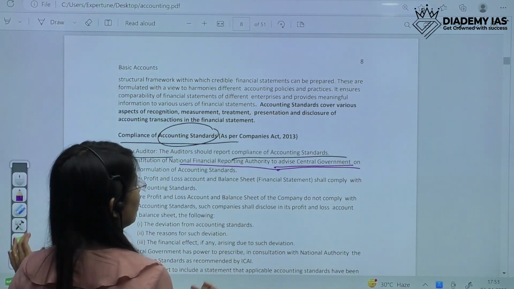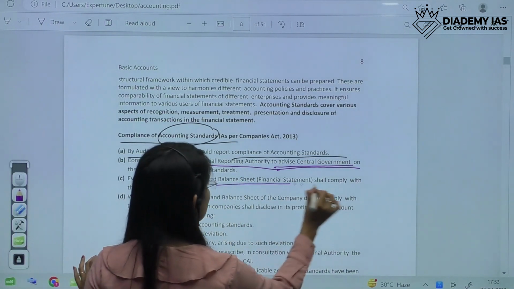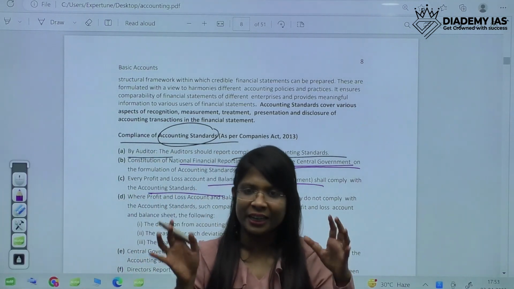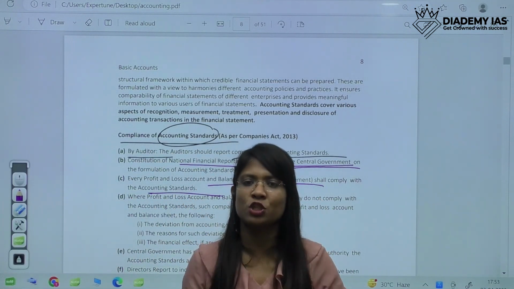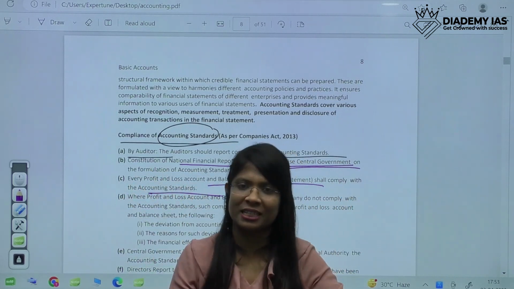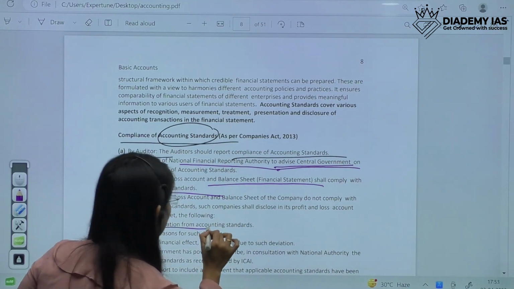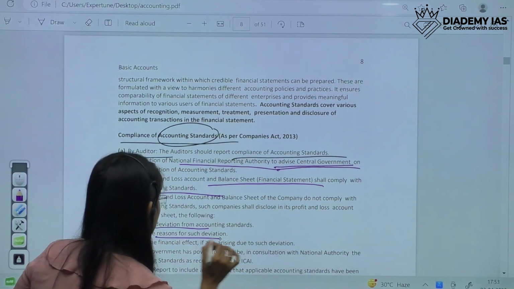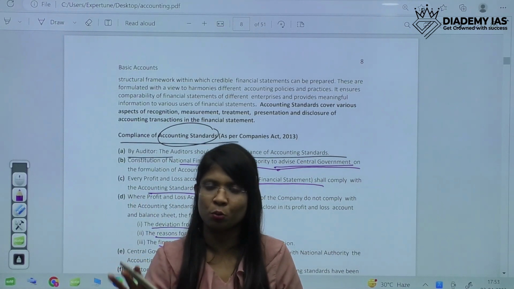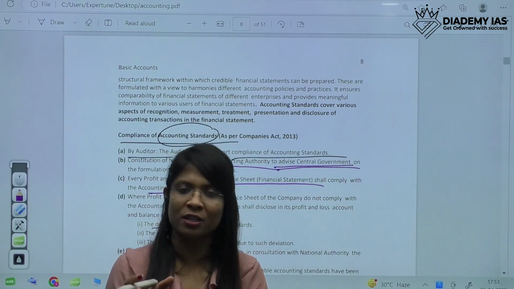So in accounting, every profit and loss statement has to comply with these accounting standards, and in case they don't comply, if there is any deviation, then that deviation has to be disclosed in the financial statements itself. And what do we have to disclose? That there is a deviation, why there is a deviation, and what is the financial result of the deviation. So three things have to be disclosed. First, there is a deviation. The accounting standard from which there is a deviation also has to be disclosed.